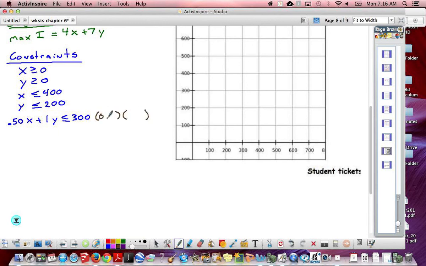If I let x equal 0, what's nice is this disappears. 1 goes into 300 300 times. If I let y equal 0, 0.5 goes into 300 600 times. So I can go ahead and graph that point. What's nice about our graph is, for some reason, this one's already scaled for us and labeled, which makes life a little bit easier. So I can go ahead and graph that inequality. Now, according to the first two constraints, y has to be greater than 0 and x has to be greater than 0. So right now, my feasible region is this triangle.